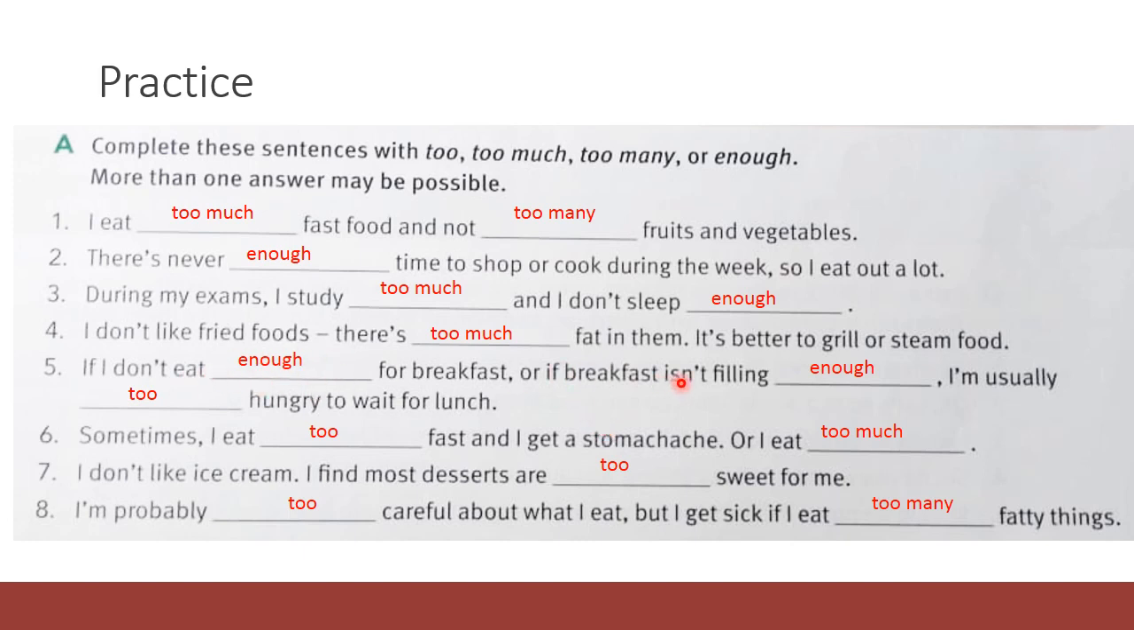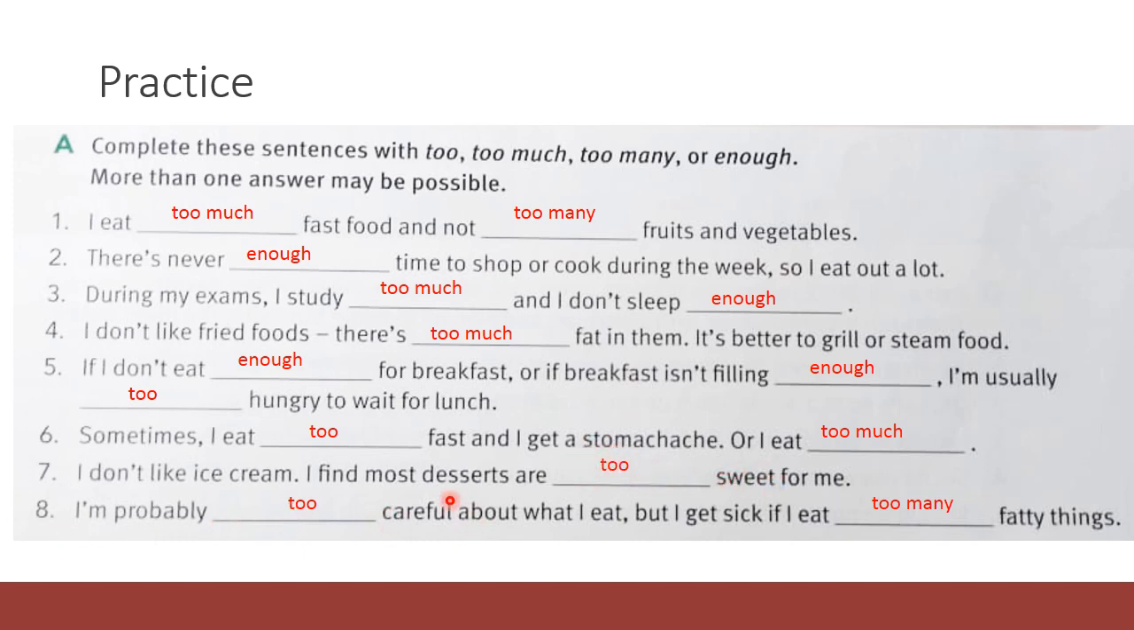Or if breakfast isn't filling enough. I am usually too hungry. Hungry is the adjective, so we have to use too. Sometimes I eat too fast, too before an adjective, or I eat too much. I find most desserts are too sweet. Sweet is an adjective, so we need to use too.